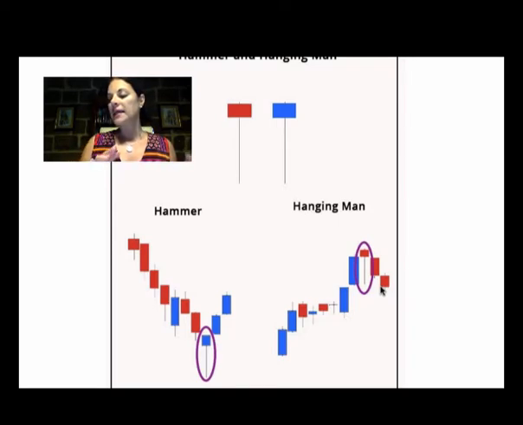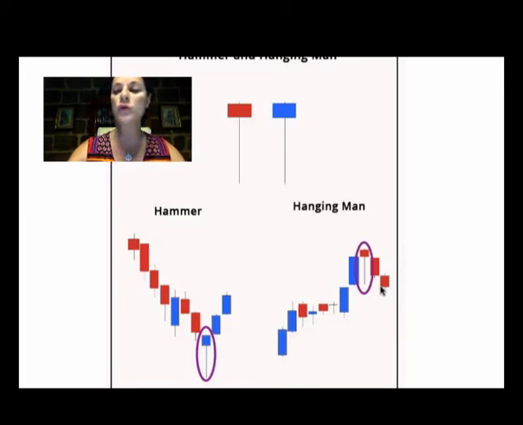So, in basic Japanese candlesticks, the hanging man and the hammer, as you can see in this, look exactly the same. But the fact that they have different colors and they happen in different positions means that they have a different meaning.